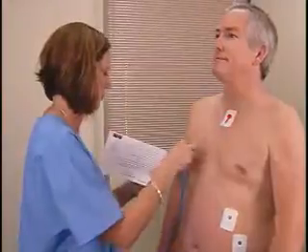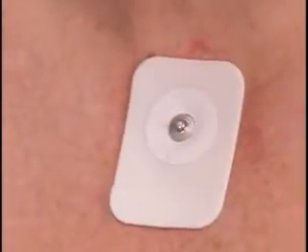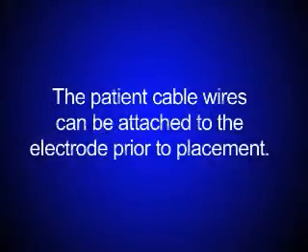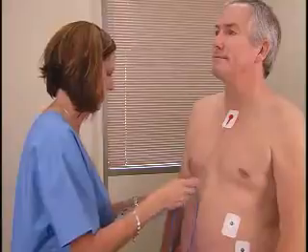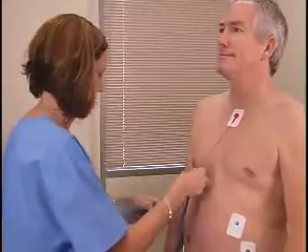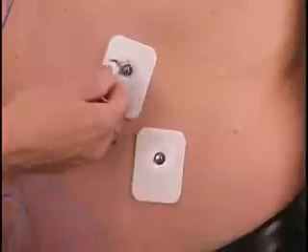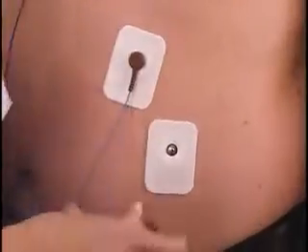Once all electrodes have been put in place, you are now ready to attach the patient cable wires to the electrodes. To avoid too much pressure being placed on the center of the electrode, the patient cable wires can be attached to the electrode prior to placement. Attach the patient cable wires to the electrodes according to the color coding indicated on the diagram of the IQholter Quick Reference Guide. Here are some tips for optimal electrode hookup.